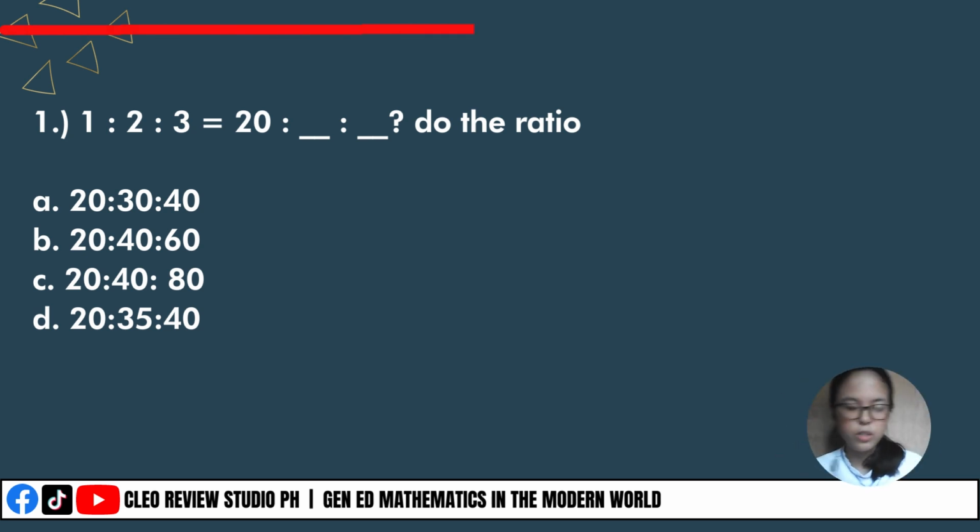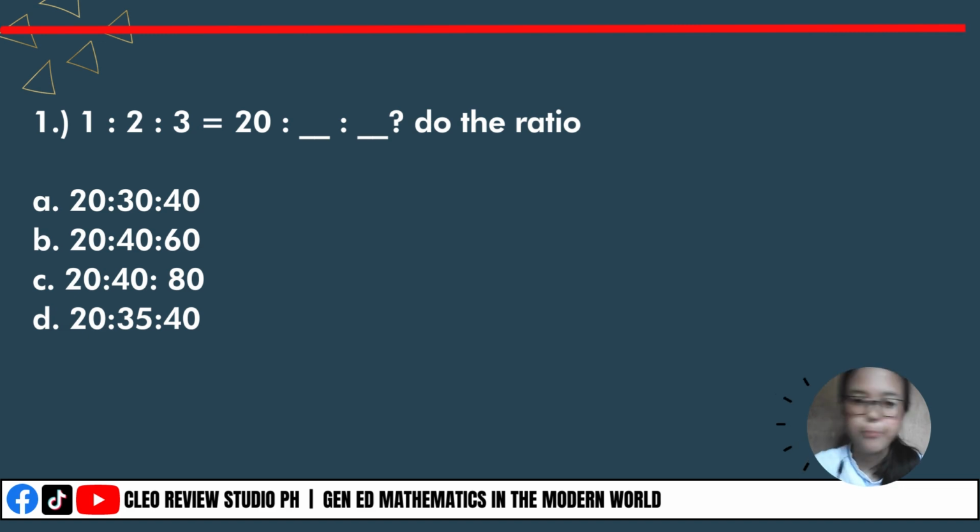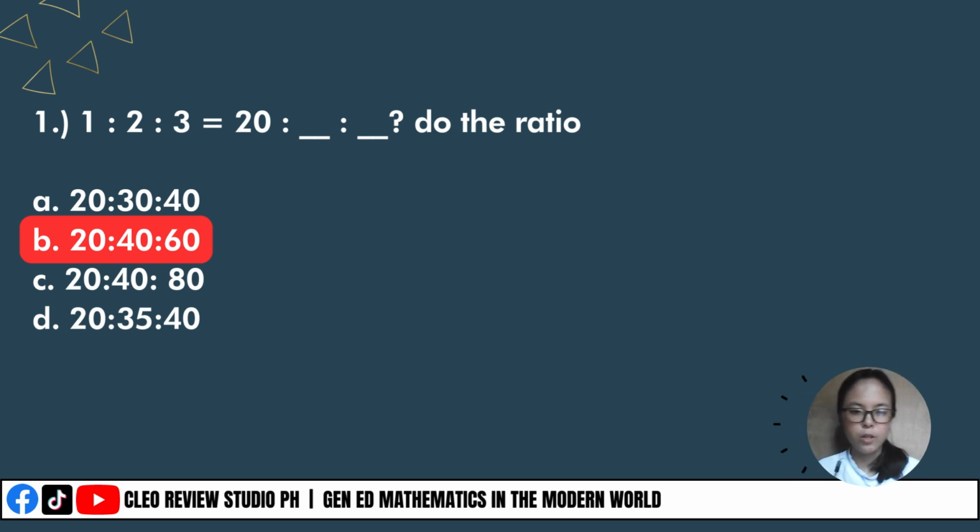First question, do the ratio. Time's up. The correct answer is letter B, 20s to 40, 40s to 60. First thing you do is to understand the ratio in order for you to answer it correctly. There are numerous ways how to solve this.